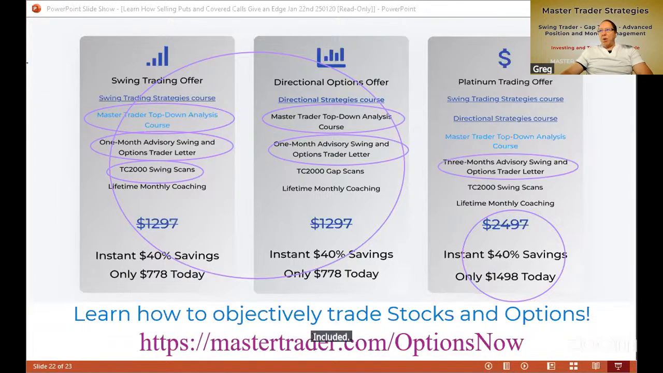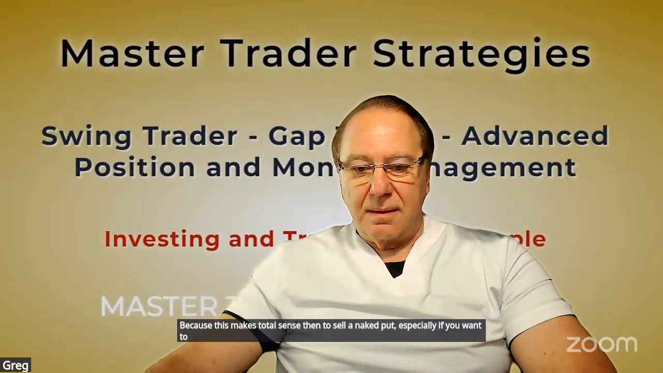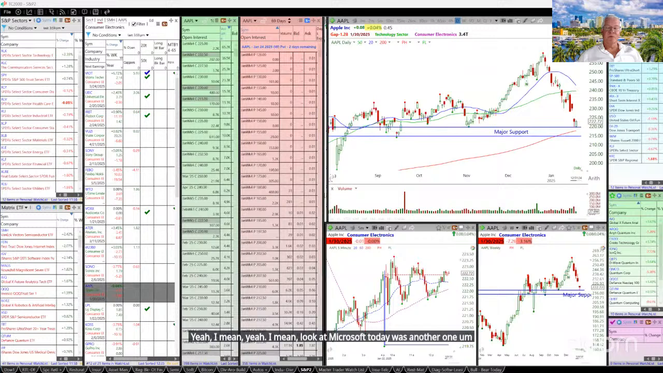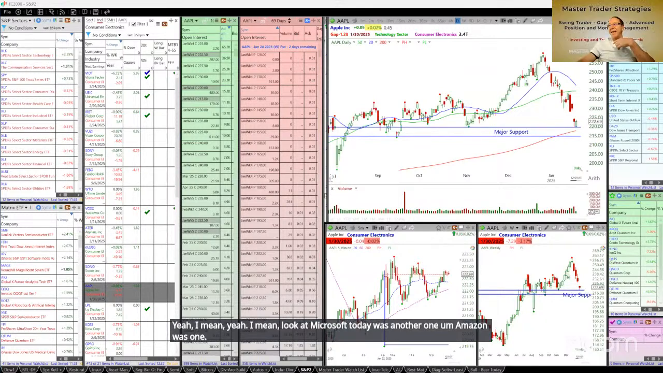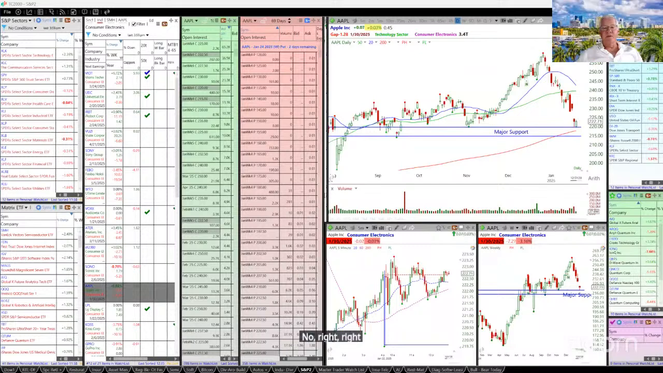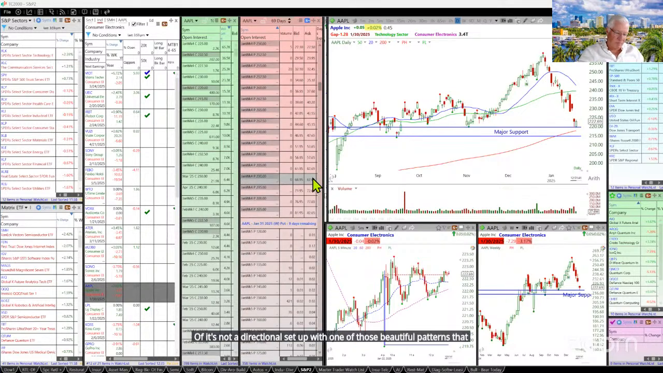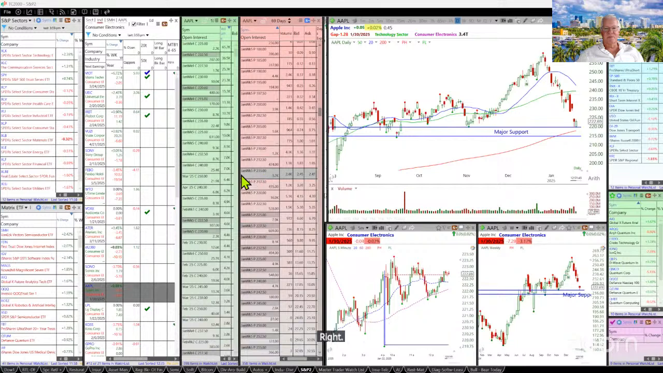So I had posted a chart of Apple Computer, because this makes total sense, Dan, to sell a naked put, especially if you want to own it. Look at Microsoft today, that was another one. Amazon was one. But this is another great example, Greg, of a setup that's not directional. It's not one of those beautiful patterns where we would say, I'm fully bullish on this.